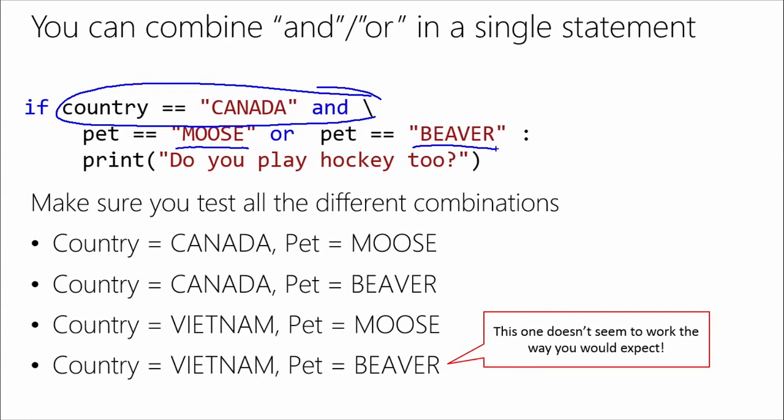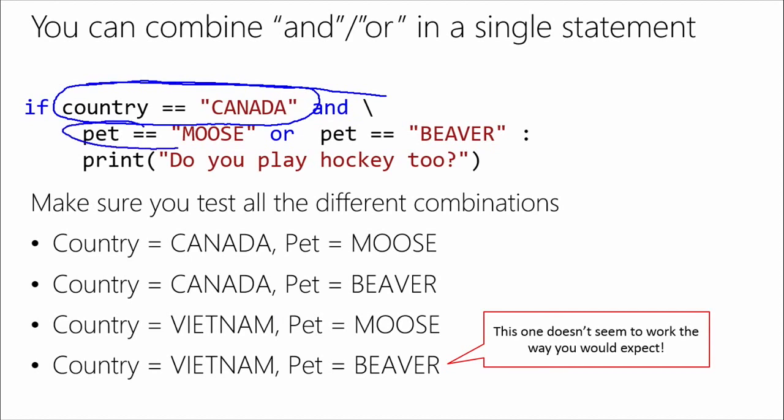We're going to go ahead and say, hey, do you play hockey as well? Because we're assuming there's some level of stereotype. If you're a Canadian and you have a pet moose or beaver, man, you're a stereotypical Canadian. You must love your hockey team. So you're a Canadian and you either have a pet moose or beaver. What we're really looking to test is, first, are you in Canada? And only if you're in Canada do we care about your pet. If you're from some other country, such as Vietnam, we don't care, because we're not going to assume the stereotype that you play hockey if you're not from Canada. That's a Canadian stereotype.